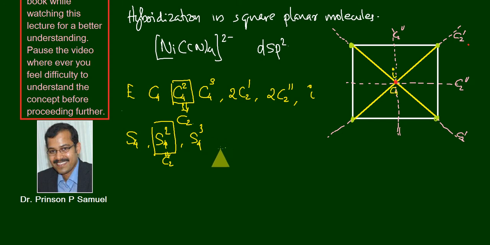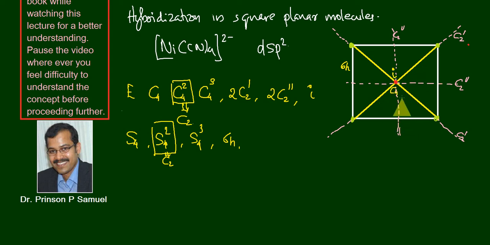Then we have, which one? After S4 we have sigma h. Okay, this is a sigma h plane. So the molecular plane is a sigma h plane. Okay, so we have sigma h. After that we have sigma v. Okay, sigma v planes means vertical planes, means planes which contain the principal axis, that is a vertical plane.